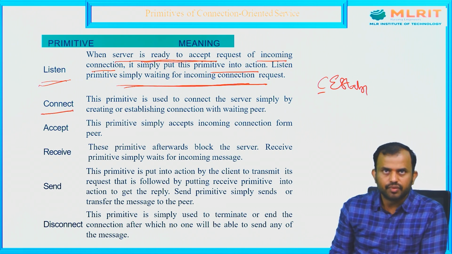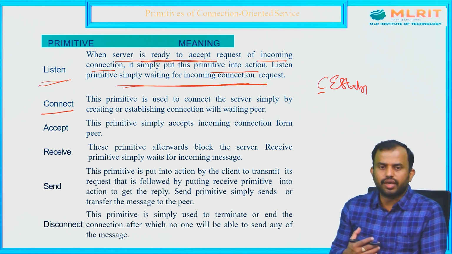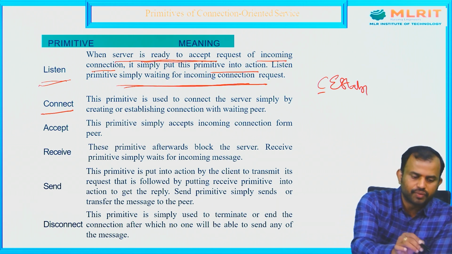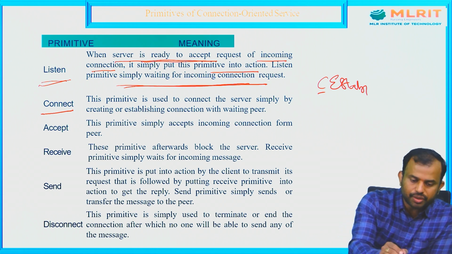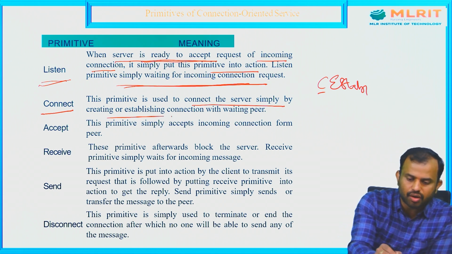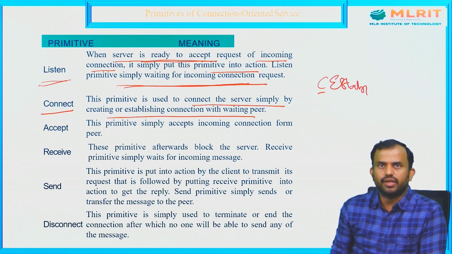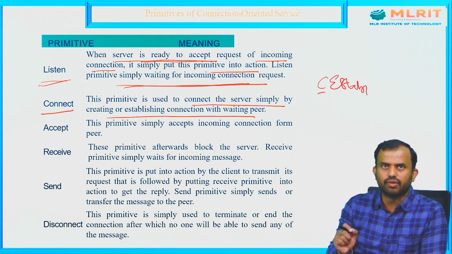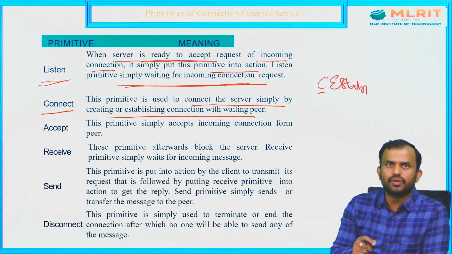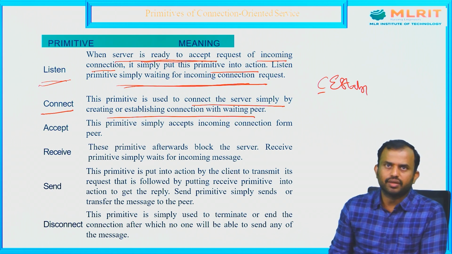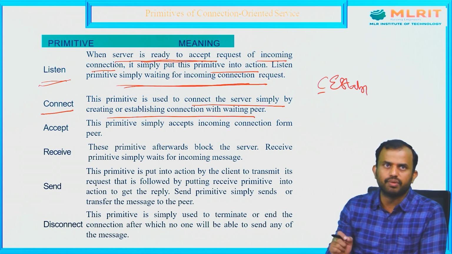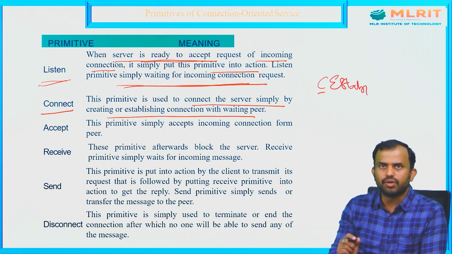The second one is connect. The server is ready, so it should take the information and establish the connection. Once the server is ready, then we go for the connection. What is connect here? The primitive is used to connect to the server by establishing a connection with a waiting peer. First we request the server, and the server gives the response. If it is ready, we ask to establish the connection between the source and destination. For that we need some kind of waiting peer mechanism, because we need to send the request and get the response.